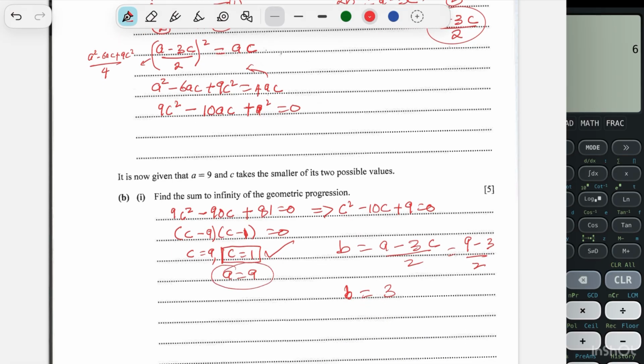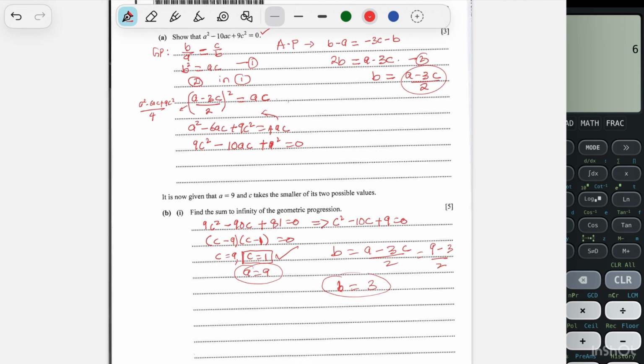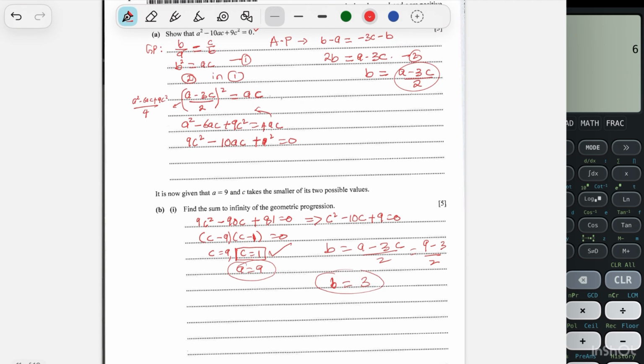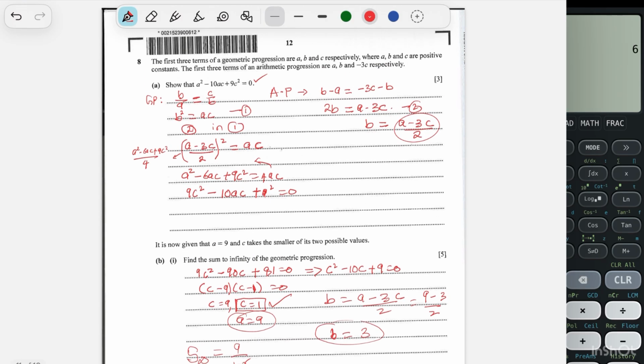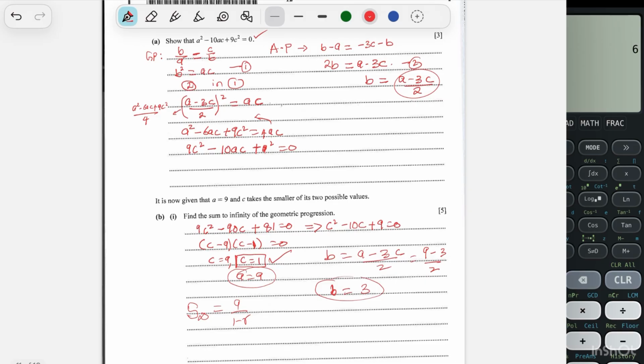So we know a, b, and c, so we can find the actual sequence. We need the sum to infinity. Remember, sum to infinity is a over 1 minus r. The first term is a, and we need r. We know r is b over a. So b over a is 3 over 2.